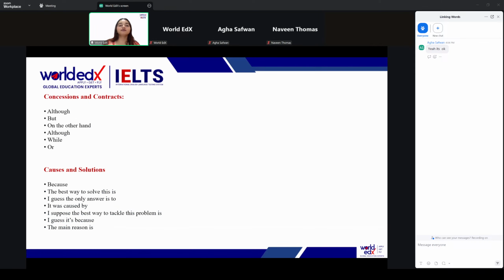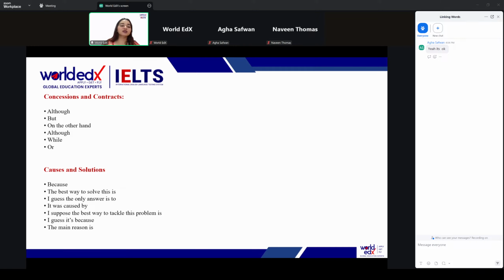Again, these are some linkers that you can use in order to show a contrast in your ideas. The next is contrast again, but you can use although, but, on the other hand, while, or. All of these need to be used contextually. Again, you need to understand the context pretty well in order to use these kinds of linkers.